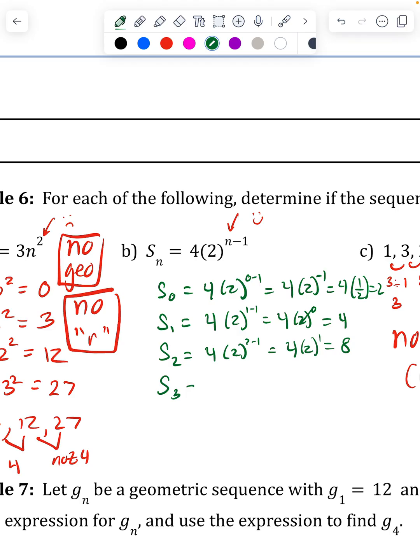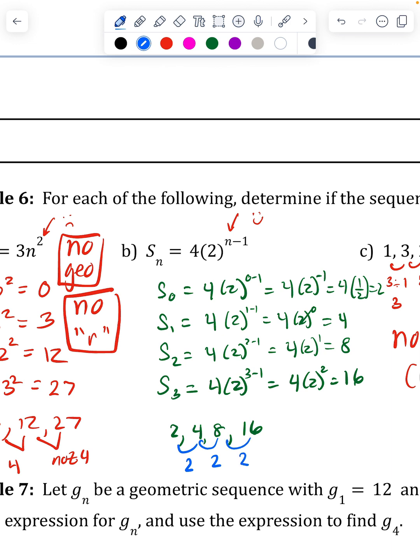And then lastly, if I do that third as sub 3, I would be plugging in a 3 for that variable. That'll turn into this guy. And that will turn into a 16. So I generated a 2, a 4, an 8, and a 16. And when I look, 4 divided by 2 is 2. 8 divided by 4 is 2. So I'm multiplying by 2 as I go. So my common ratio is 2. So this one is indeed geometric. So we know what we've got to do.